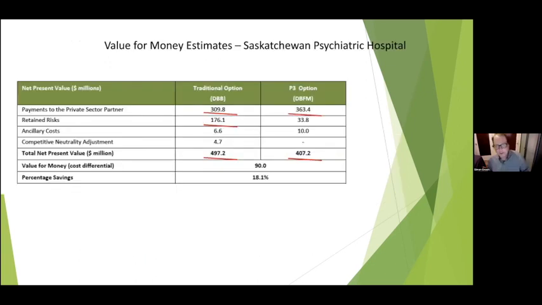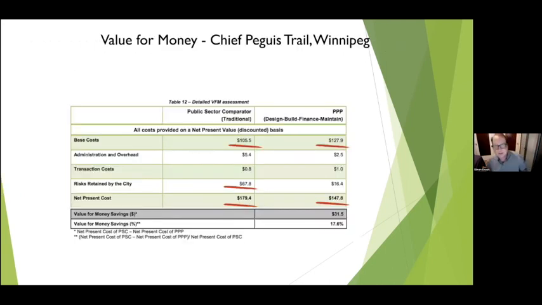Just to show that this isn't an isolated example, here's the value for money assessment from the Saskatchewan Psychiatric Hospital. About $50 million cheaper until you add in the retained risk of $176 million, and voila, the P3 is now $80 million cheaper. Just to show you this isn't unique to Saskatchewan, here's the Chief Peguis Trail in Winnipeg, once again, right? Base cost of the public model, lower, add in risk retained, all of a sudden P3 becomes cheaper.